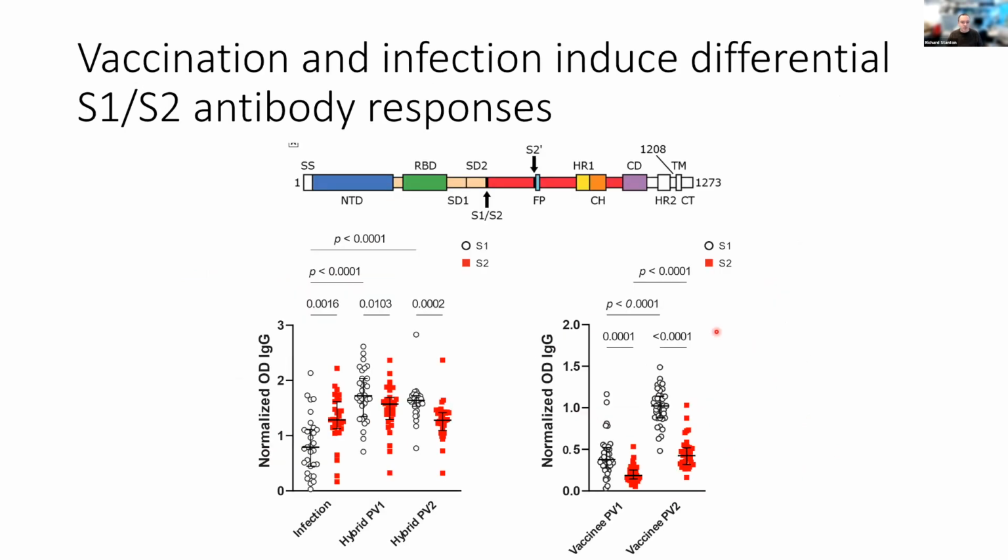To begin to dissect what was going on, we started looking at where antibodies were binding across spike in these different cohorts. To start with, we just looked very crudely at S1 versus S2, the S1 domain containing both the N-terminal domain and the receptor binding domain, and the S2 region being the membrane proximal region. If we look at the relative levels of antibodies targeting these two domains, you can see that following infection, the response is biased towards the S2 domain.